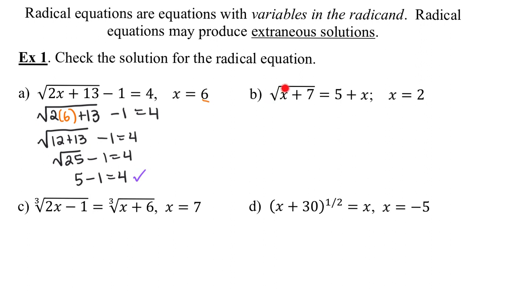B, it says the square root of x plus 7 equals 5 plus x. X is 2. So I'm going to plug x is 2 everywhere I see the x value. So the square root of 2 plus 7 equals 5 plus 2. So what do I get? The square root of 9 is equal to 7. 3 equals 7. Nope, that one doesn't work.